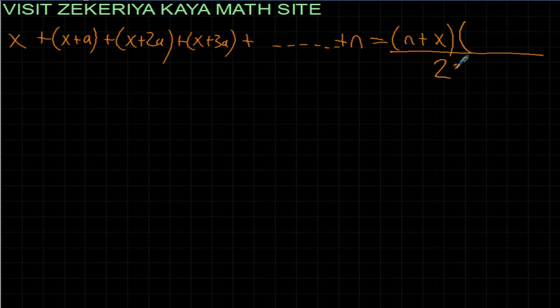To find how many terms or how many numbers there are, because we must multiply n plus x by the number of columns, what do we do? Last minus first, n minus x. But when you subtract n minus x, you subtract the first number. Let's say there are 10 numbers. When you make n minus x, you will find 9 numbers.